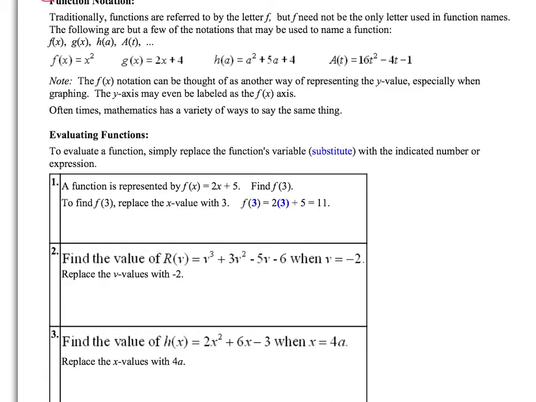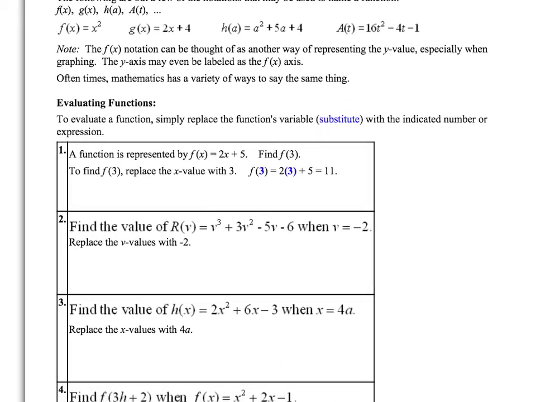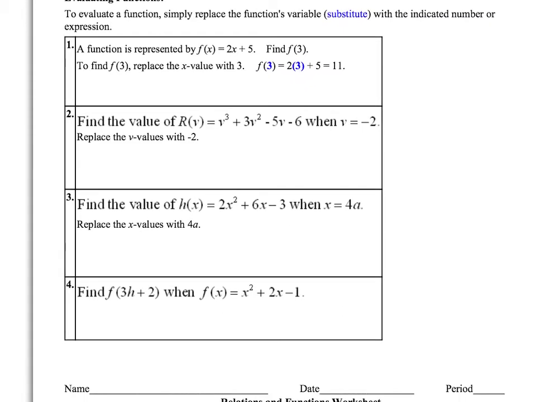And the way we use it is actually pretty easy here. Let's look at a couple problems. To evaluate a function, simply replace the function's variable with the indicated number or expression. So if we look at problem 1, it says a function is represented by f of x equals 2x plus 5. Find f of 3. Notice they have a 3 in parentheses instead of an x. So what you're going to do is wherever you see an x in the problem, you're going to replace it with a 3 and then solve. 2 times 3 plus 5 equals 11.